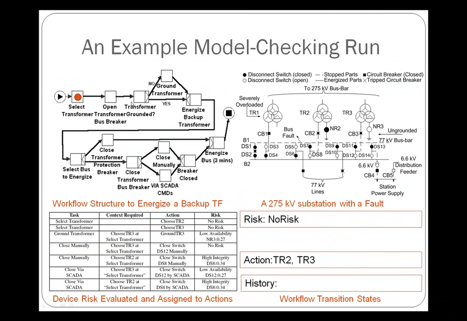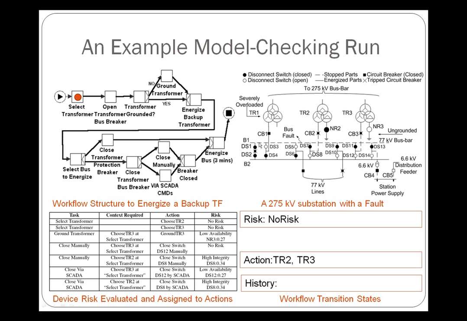Given these workflow descriptions, the toolchain can model check them to verify if certain properties are satisfied. For instance, it can check to see if the final state is reachable from the initial state, i.e., there are no deadlocks, etc. In this particular scenario, we use model checking to rank recovery procedures according to security risk when a fault occurs in a substation, shown on the upper right-hand corner.